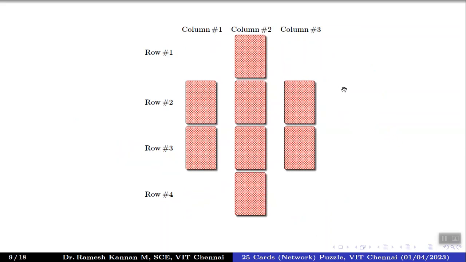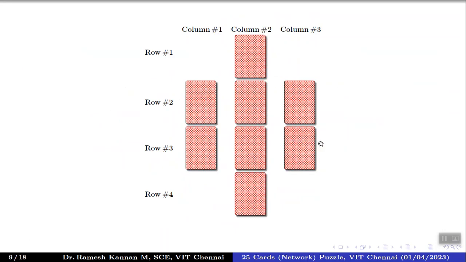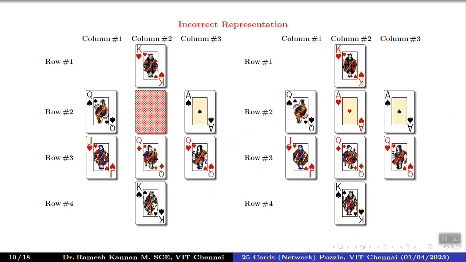Right. So the underlying principle, the first one, is that the adjacent cards should not be the same suit. Let me give an example. Supposing this is a layout. This is the card we need to pick and place from the deck of 25 cards. Here you can see the adjacent cards to this: the king of hearts, the ace of spades, the jack of hearts, the queen of diamonds, and the queen of hearts.